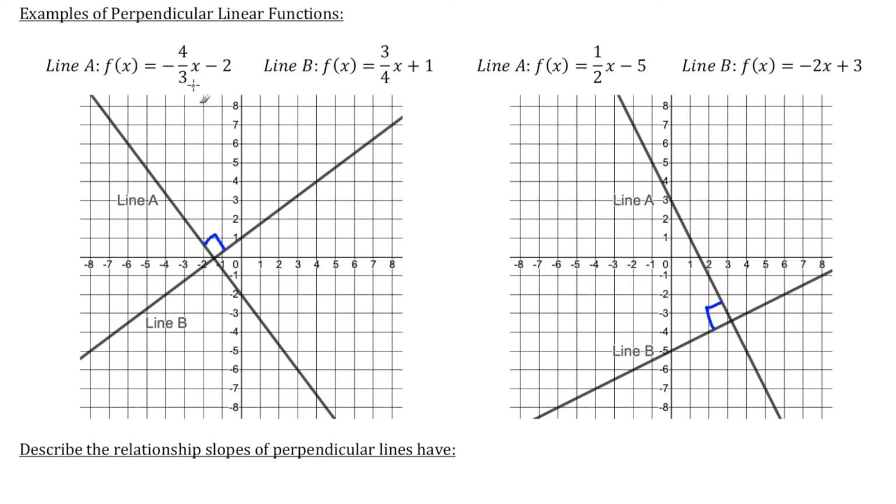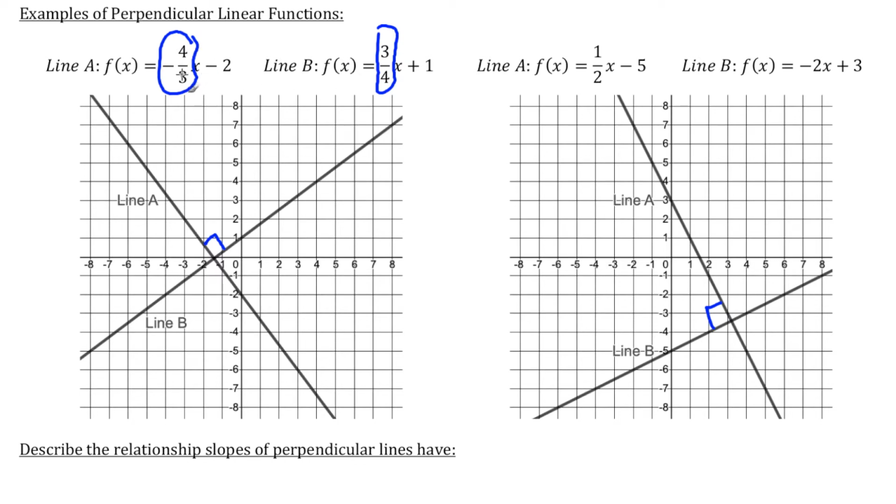And these are the equations, -4/3x minus 2 right here, and 3/4x plus 1 right here. So once again, let's just look at this other pair. It's hard to see. I don't see anything in common, right? So we have 1/2x minus 5, and we have -2x plus 3. Well, let's look at the slopes of the perpendicular line. So we're going to look at this -4/3 and this +3/4.